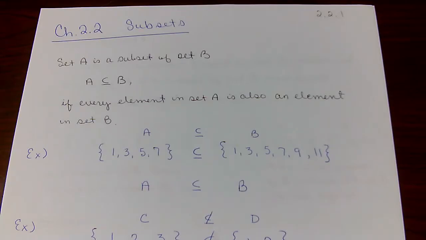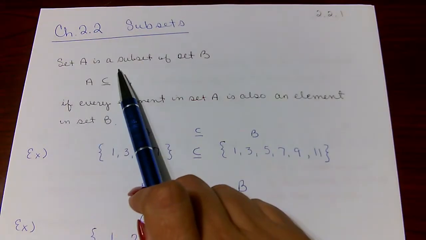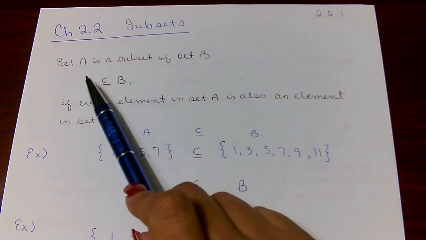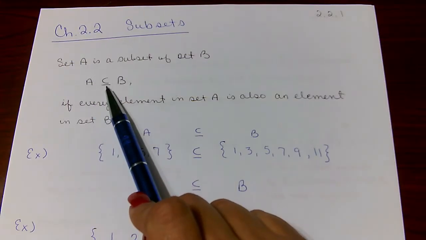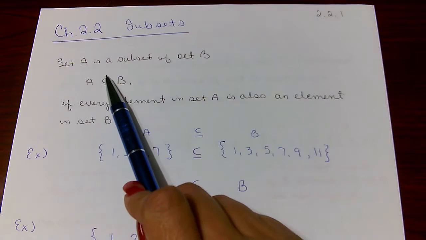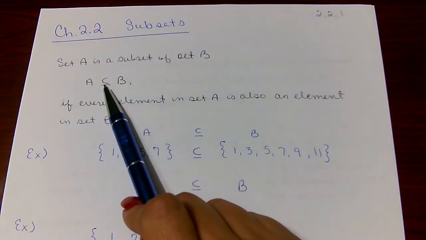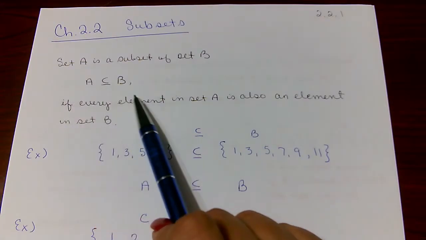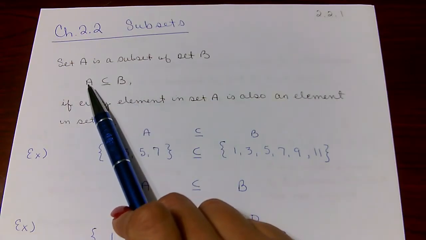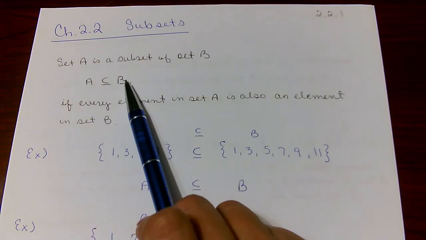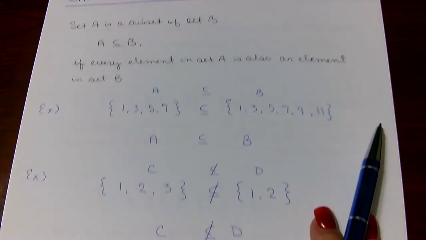In this video, we'll be covering Chapter 2, Section 2, over subsets. Set A is a subset of B. That is going to be notated by A subset of B. This notation means it's a subset. If every element in A is also in set B, then we have a subset.